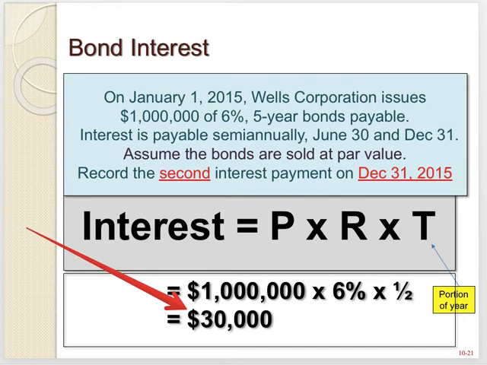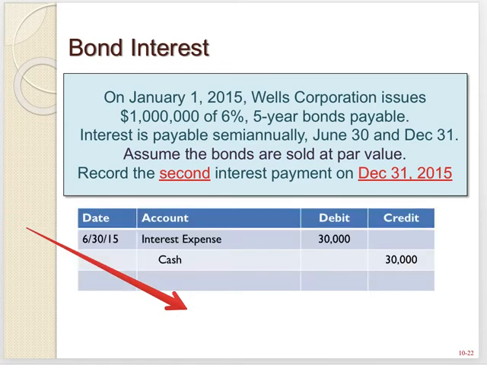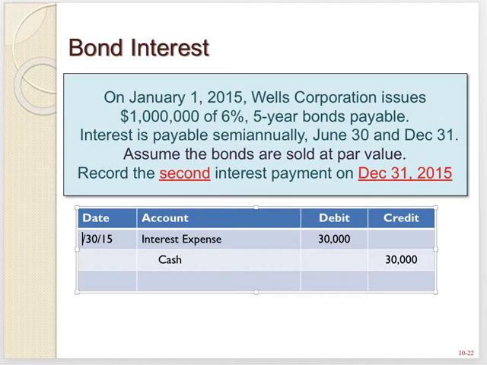It really hasn't changed. So when you record your journal entry for that second interest payment, oops, I just saw an error on my slides. Sorry, let me fix that real quick.